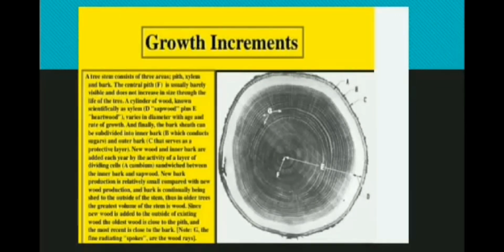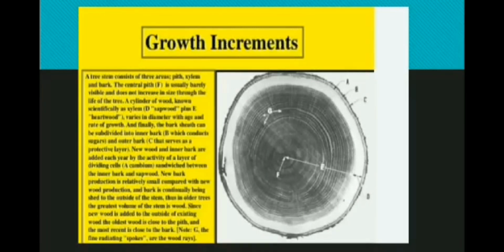New wood and inner bark are added each year by the activity of a layer of dividing cells, a cambium, sandwiched between the inner bark and sapwood. So, as you can see in the picture, the F refers to the central pith, which means that over time the wood does not increase in size.